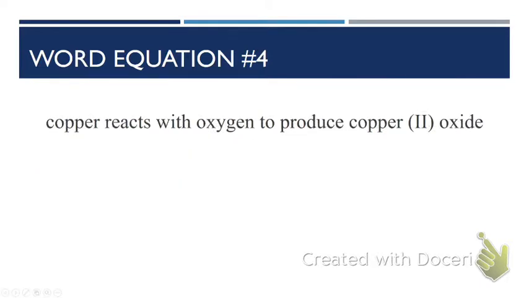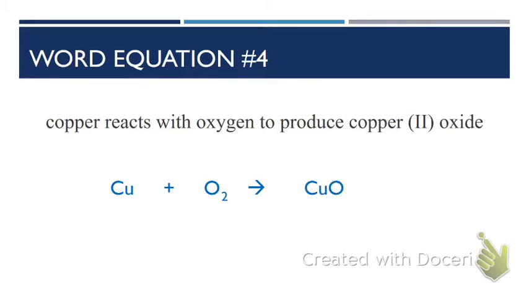At least this one's nice and short. This says copper, so I know copper is Cu, but remember, even with a simple little element like copper, we have to check our diatomics. So luckily Cu is not in that Brinkelhoff, so it's just Cu. Reacts with oxygen, that is a diatomic, to produce copper 2 oxide. So this does have copper and oxygen together.